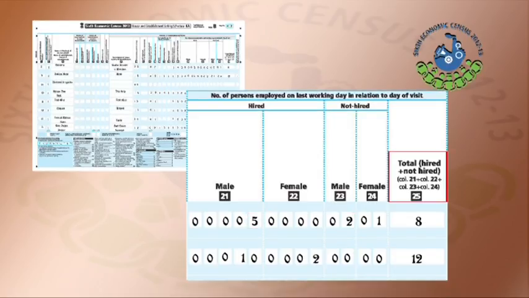In column 25, a total of columns 21, 22, 23, 24 is to be filled. Yes, and in column 26, those establishments where the number of employees is 8 or more than 8, such units should be entered in numbered serial number till you reach the end of the page.